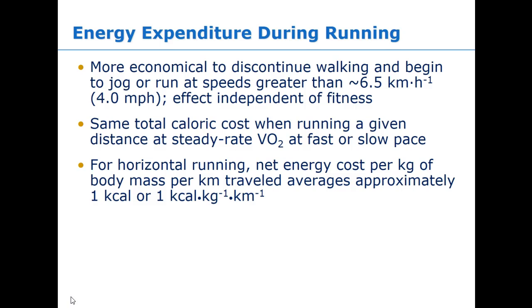There's the same total caloric cost when running a given distance at a steady rate VO2, whether it's a fast or slow pace. For horizontal running, the net energy cost per kilogram of body mass per kilometer traveled averages approximately 1 kilocalorie.